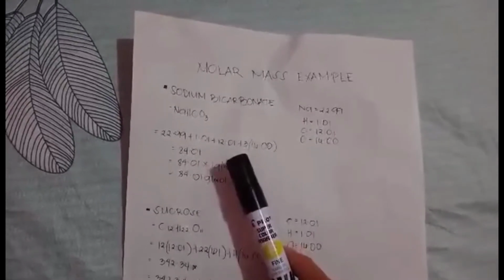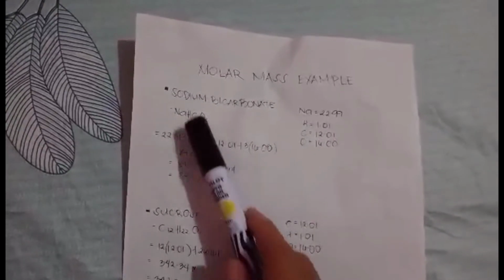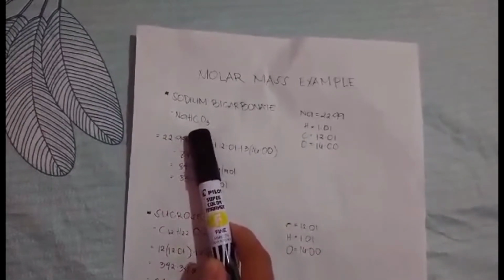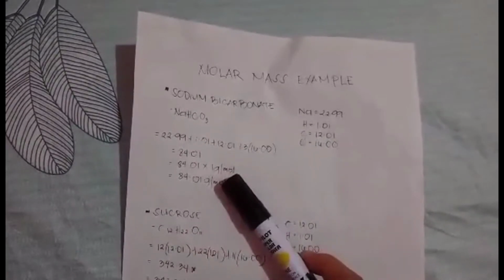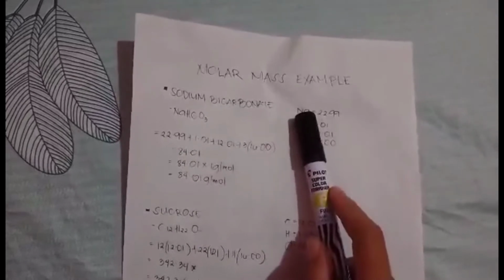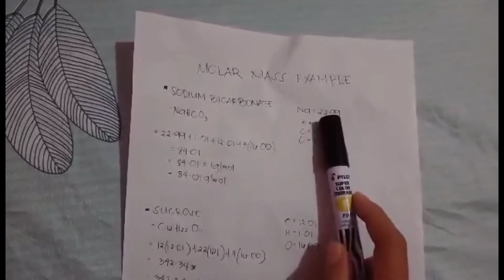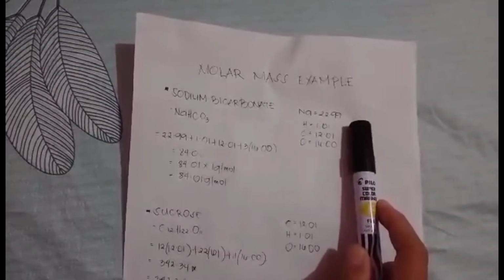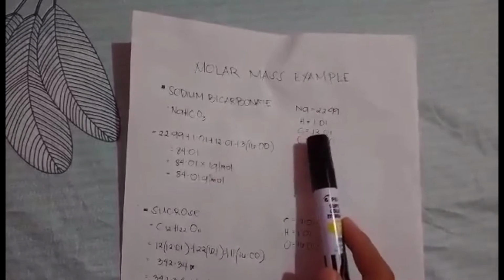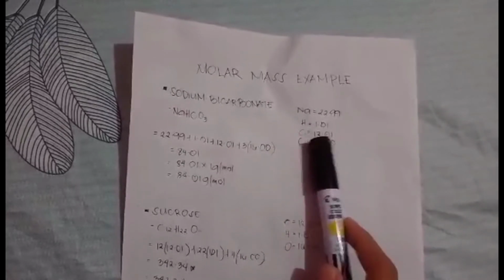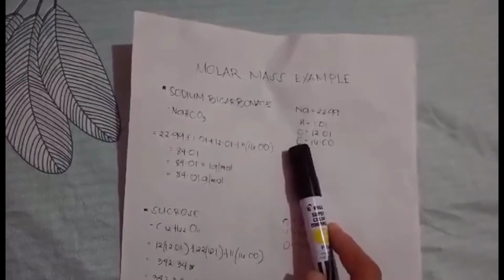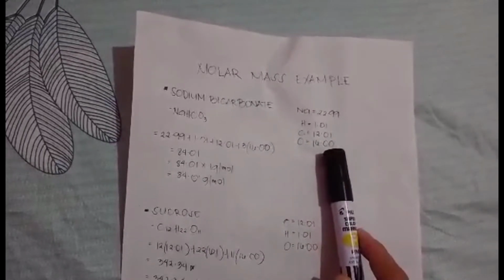I will explain another molar mass example. First is sodium bicarbonate with the formula NaHCO3. First step, we need to identify the atomic mass of each element. First is Na, which is sodium, with 22.99 atomic mass. H is hydrogen with 1.01 atomic mass. C is carbon with 12.01 atomic mass. And last is O, which is oxygen, with 16.00 atomic mass.